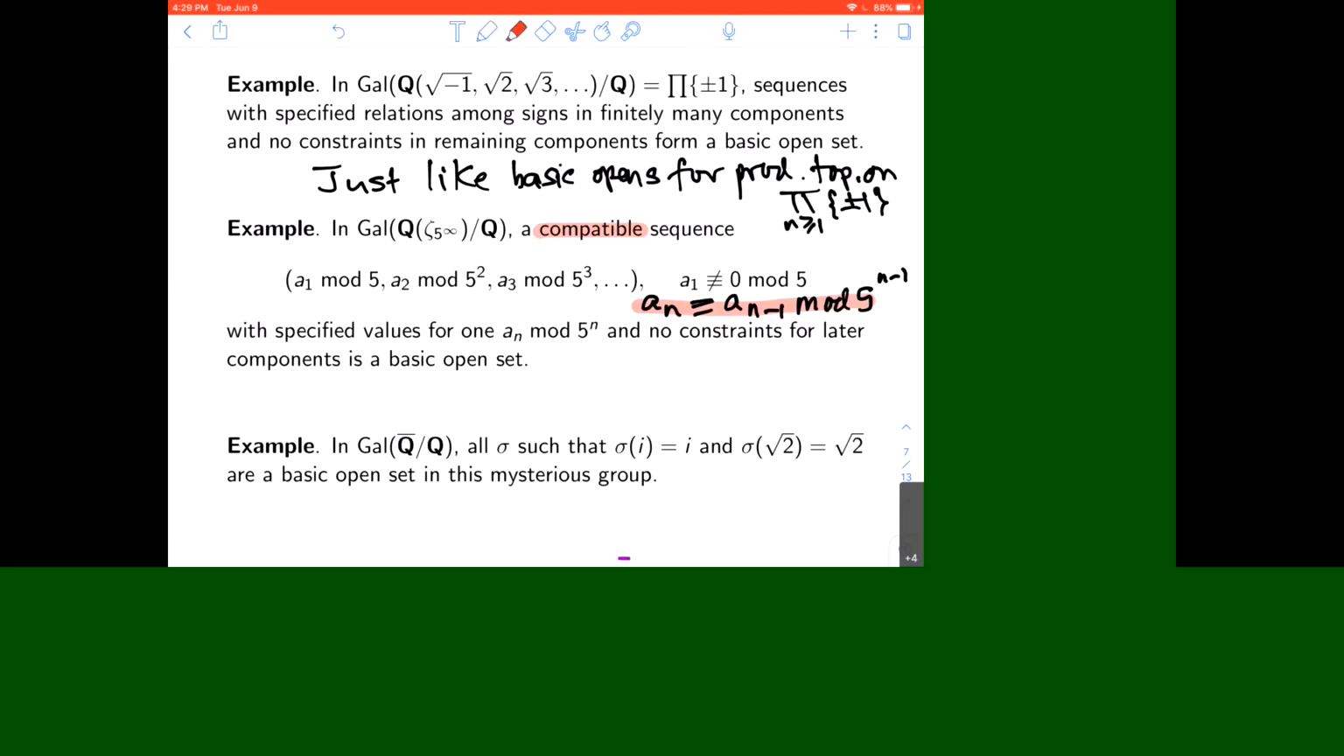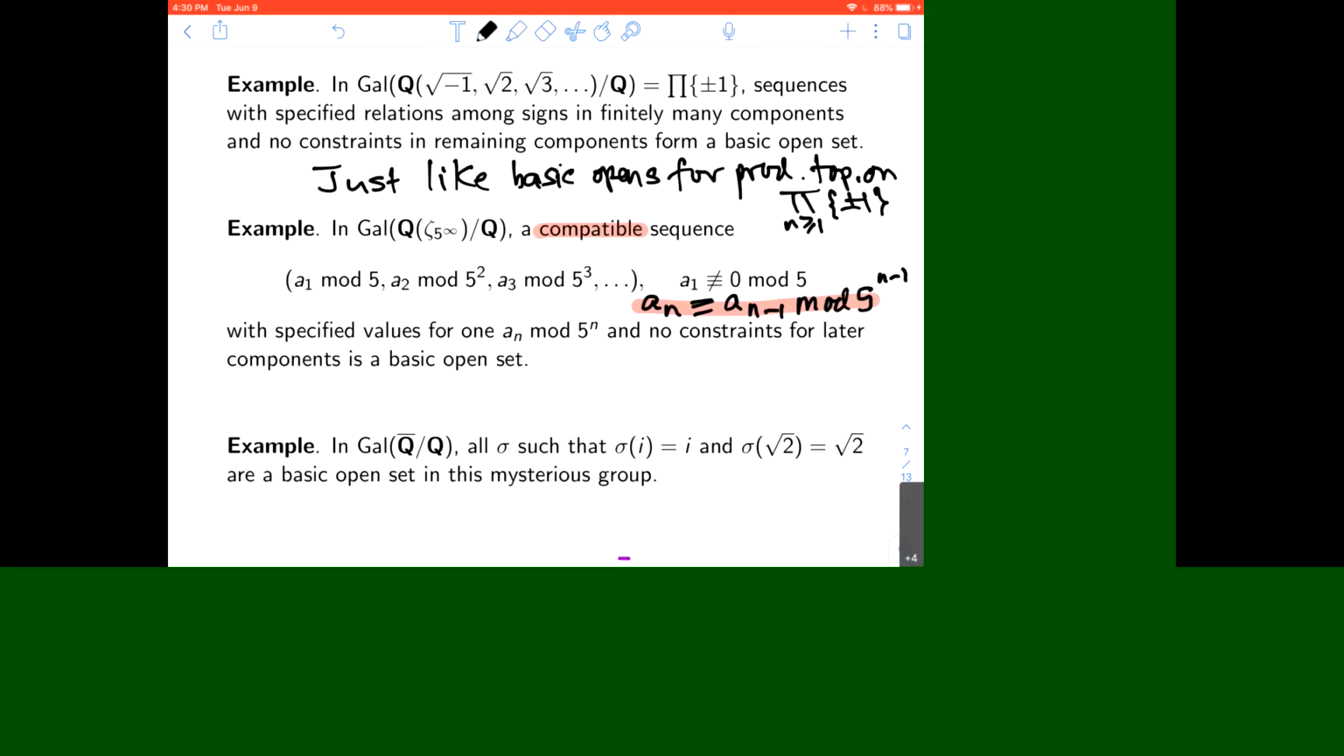If I had included in the previous example components for sign changes on the square root of 6 and the square root of 10, and the square root of 30, then I would actually have to impose constraints, like the component at root 6 has to be the product of the signs on root 2 and root 3. So I have a kind of full product in the first example only because I'm careful about only choosing independent square roots. But with the p power cyclotomic extensions, you don't have that freedom, and you kind of have to talk about compatible sequences. And so I want to say that a basic open set in this case, saying how things behave, say, on some 5-power finite extension, I basically need to tell you about what the exponents have to be.